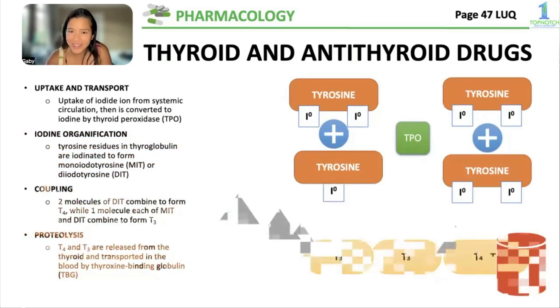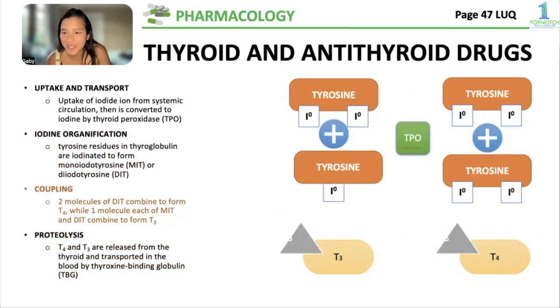So again, through the action of thyroid peroxidase, our favorite enzyme in the thyroid, if we add diiodotyrosine, so 2, plus monoiodotyrosine, 2 plus 1, we get T3. And if we add 2 plus 2, so two diiodotyrosines, we get T4. Remember, your T3 is your triiodothyronine and your T4 is your thyroxine. And that process is called coupling.